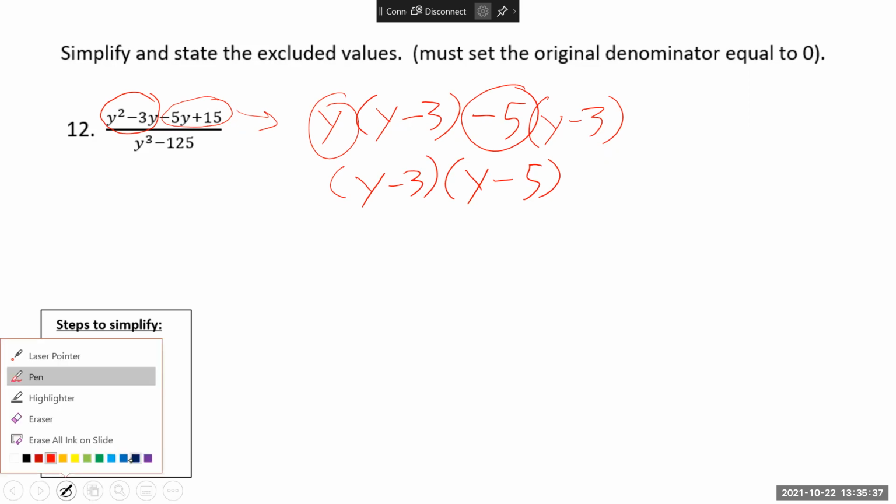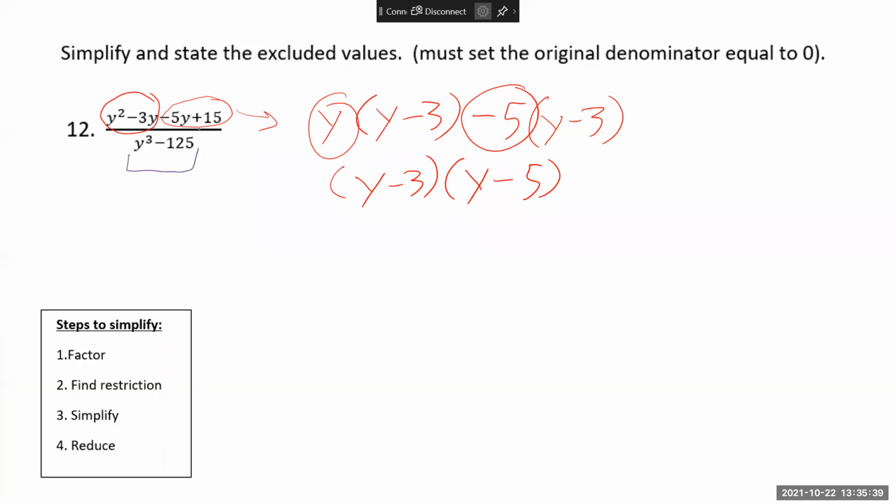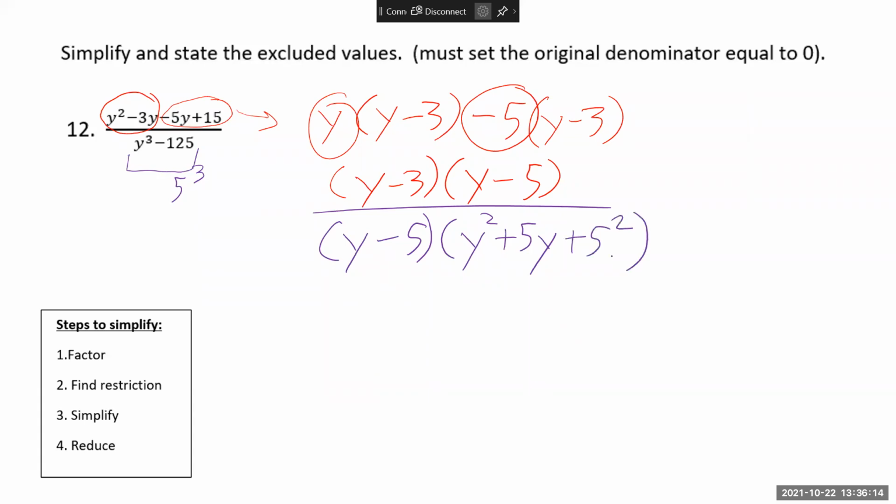The bottom is from unit 2, sum or difference of cubes. The poster's still back there. You've got it in your notes. You need to know how to factor cubes. So that 125 is 5 to the 3rd power. So I'm going to do the same sign, y minus 5. The y squared, opposite sign, plus the 2 multiplied together, 5y. And then the last one, always positive, squared.